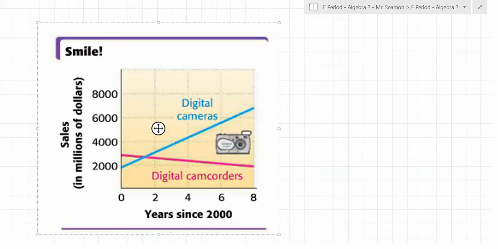Somewhere in the 2001. No, I want more general. What can you tell me about that line? Just tell me, what can you tell me about that blue line? It's going up. And what's happening to the red line, which is digital camcorders? It's going down. Right, exactly.